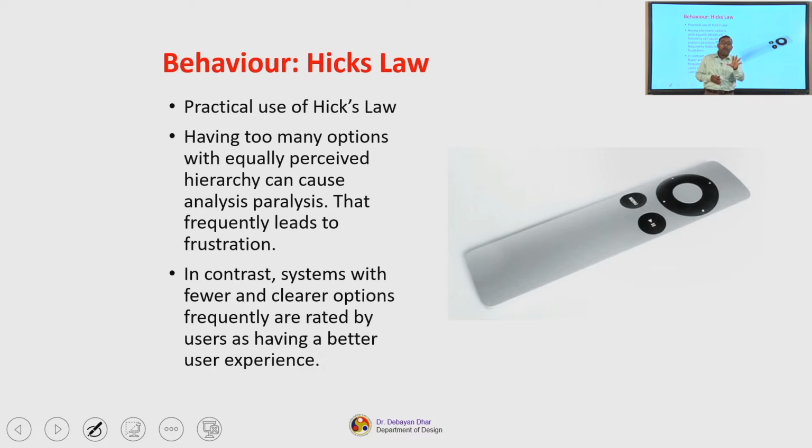But then how few is manageable? If you have too few, it will also lead to issues where you won't be able to figure out how to choose an option, how to take a path and reach an option. So, there is an optimal path, an ideal number that you should consider, because as I said, too many options with equally perceived hierarchy.